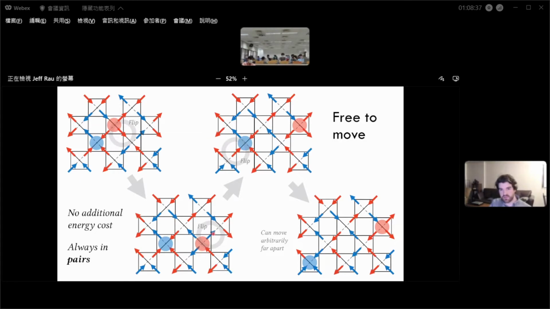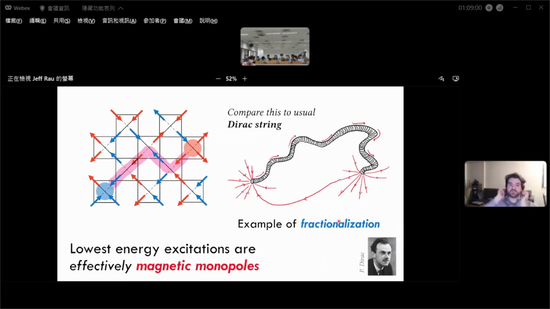If I flip this one here, I move it further, and I'm not introducing any new defects. I'm just rearranging that ice state backward. Okay, so these monopoles are free to move around at no additional energy cost once they've been created as a pair. And so we can actually pull these things arbitrarily far apart for zero energy cost. Okay. So these are the effective magnetic monopoles in spin ice.